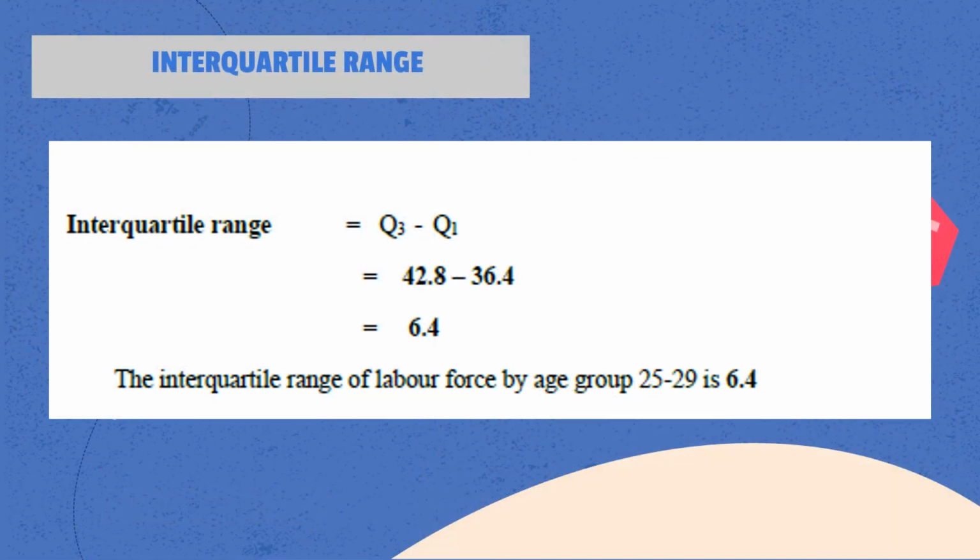And the last one is the interquartile range. The interquartile range formula is Q3 minus Q1, which is 42.8 minus 36.4. And the answer that we got is 6.4. The interquartile range of labor force by age group 25 until 29 is 6.4.